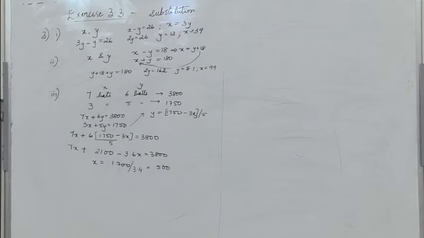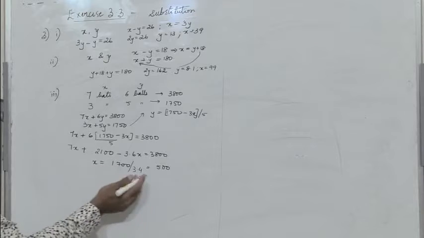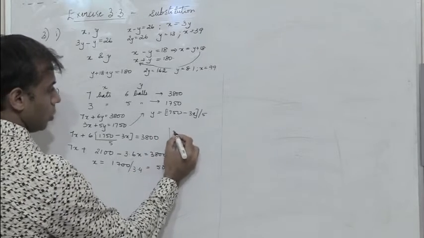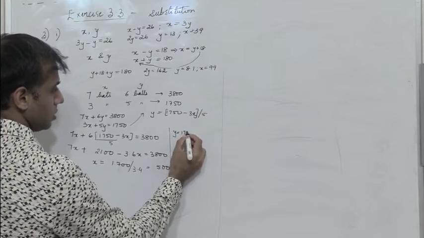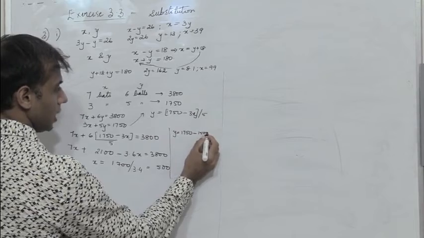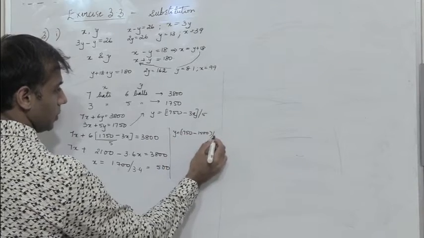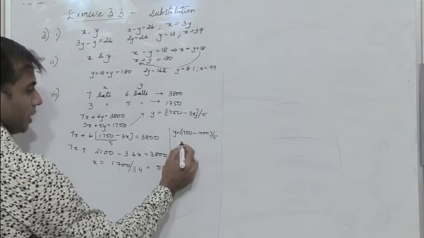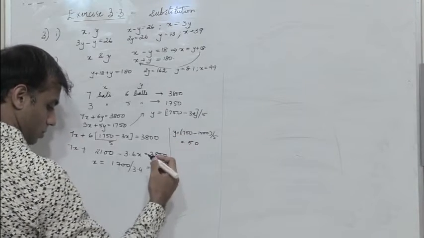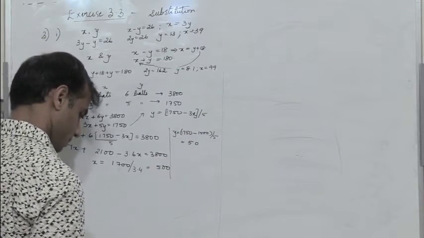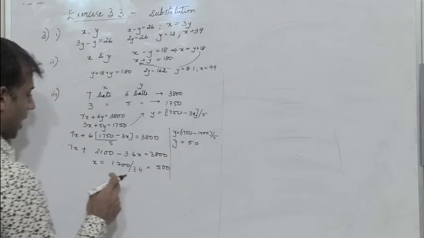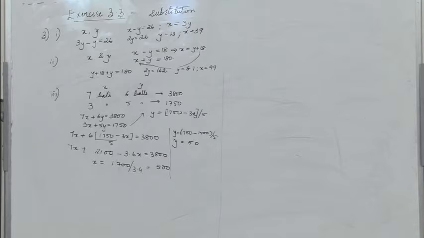So x is 500. So let me substitute 500 here. So we get y equals 1750 minus 500 into 3 is 1500 divided by 5. So I get 250 by 5, which is 50. So y is 50 and the value of x is 500.